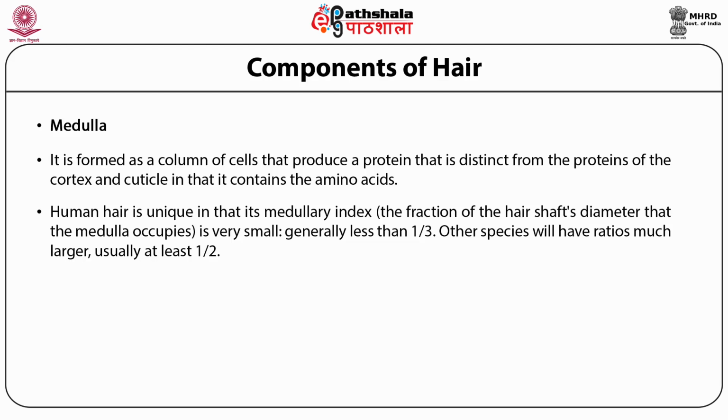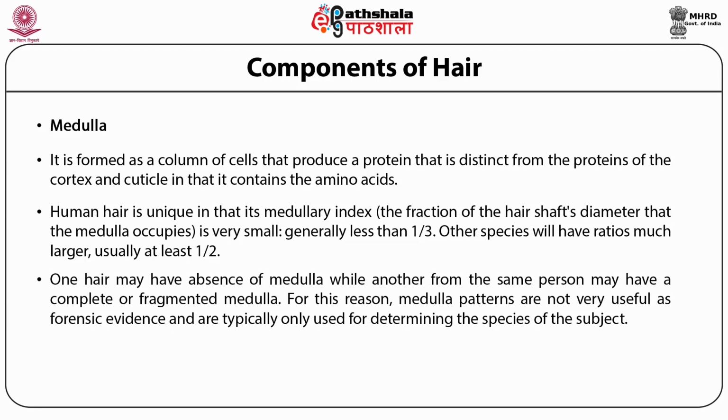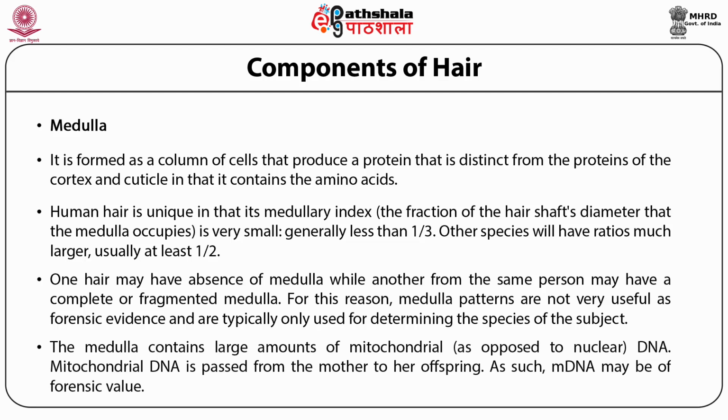The medulla's presence in human hair and its patterns differ from person to person and from strand to strand on a single person's head. One hair may have absence of medulla, while another from the same person may have a complete or fragmented medulla. For this reason, medulla patterns are not very useful as forensic evidence and are typically only used for determining the species of the subject. The medulla contains a large amount of mitochondrial as opposed to nuclear DNA. Mitochondrial DNA is passed from the mother to her offspring. As such, mitochondrial DNA may be of forensic value.